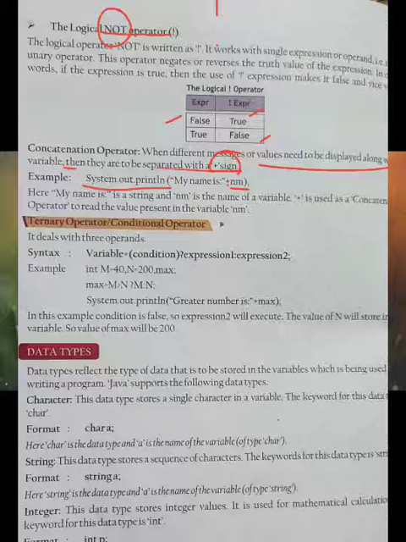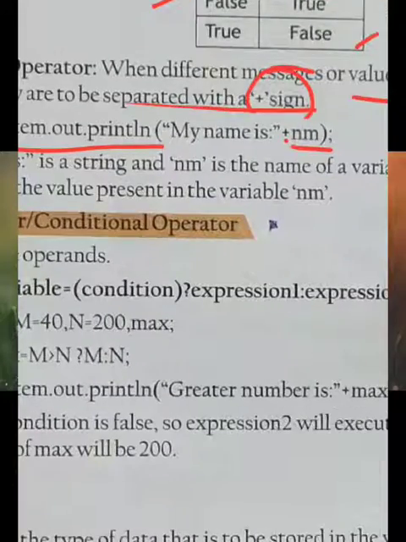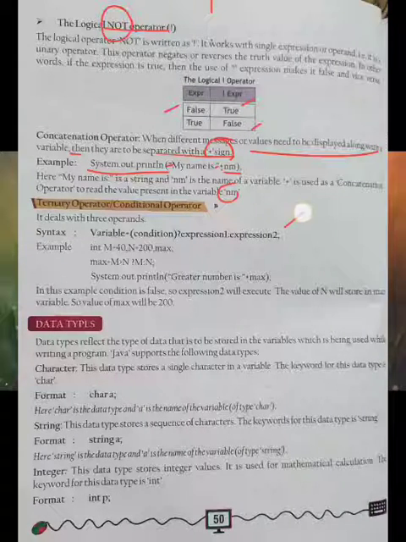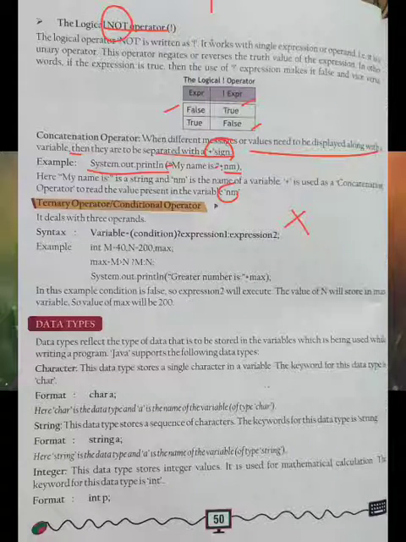Here, what is the explanation? "My name is" is a string, and one thing you should remember: a string is always enclosed within inverted commas. You can see the inverted commas on both sides. My name is a string, and nm is the name of a variable. You can take any variable, either x, y, z, whatever you want. Plus is used as the concatenation operator to read the value present in the variable nm. It will read the value of the variable.